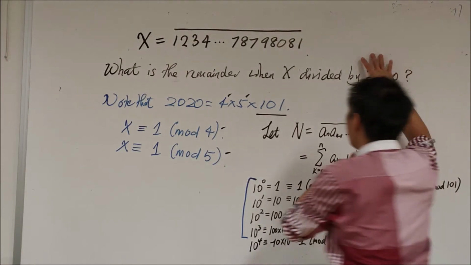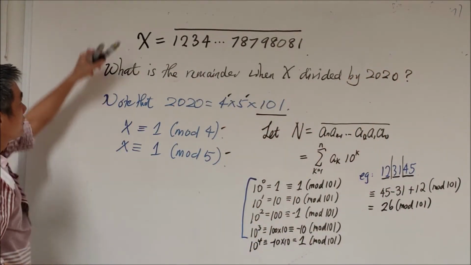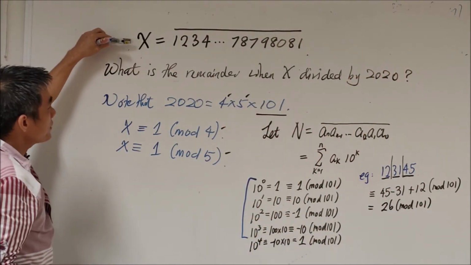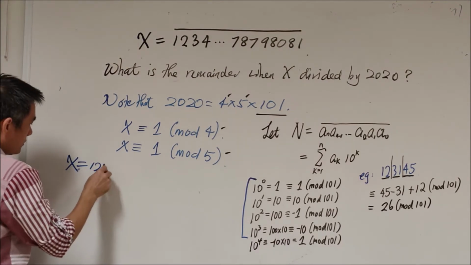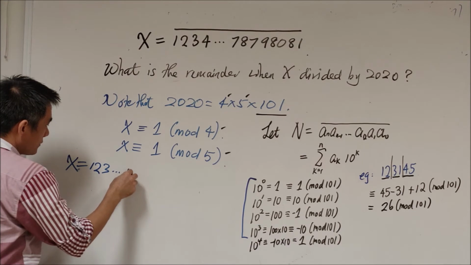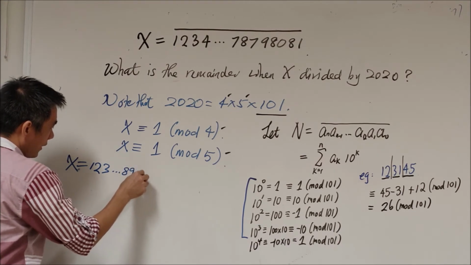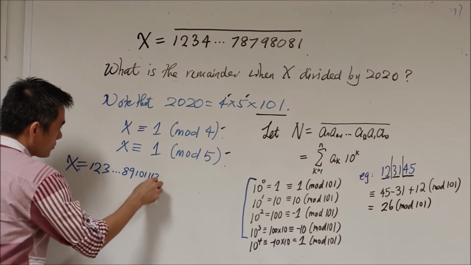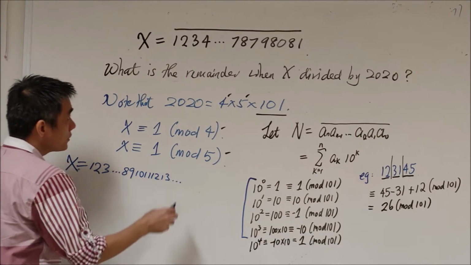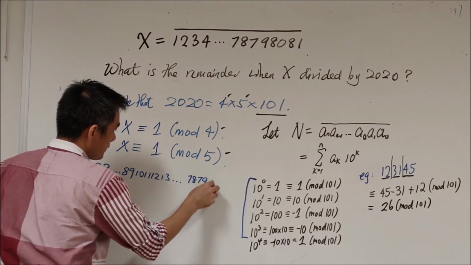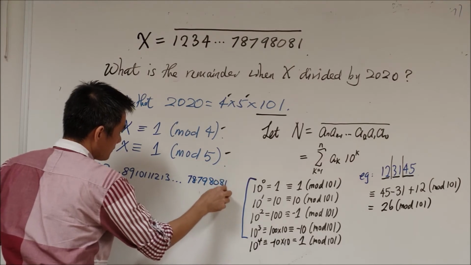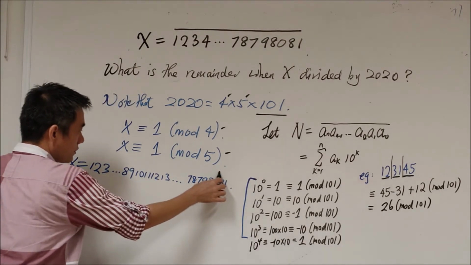So now we go back to the original question. What will be the remainder when x is divided by 101? For x, I will write it as 8, 9, 10, 11, 12, 13, all the way to 78, 79, 80, 81. So we'll make it into blocks in this way.